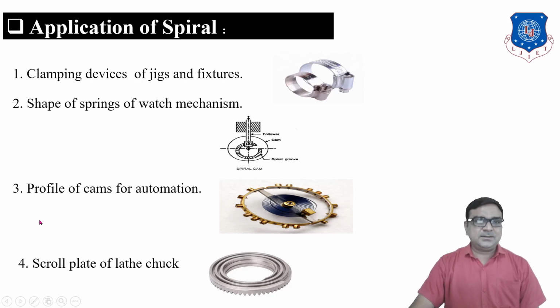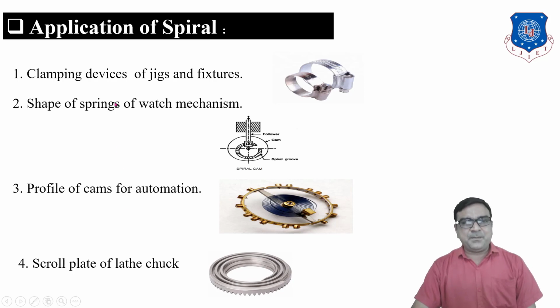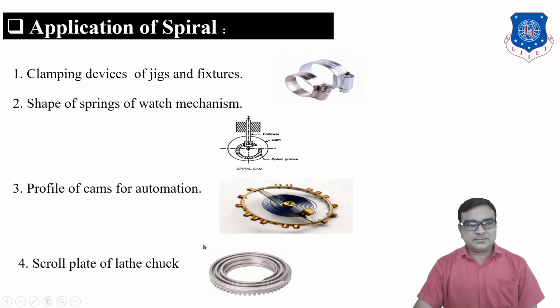Now at the end you must know the applications of the spiral curve. Here some applications are mentioned. One is the clamping device of jig and fixture. When we tighten the screw, you can see the change of the spiral here. Others are the shape of the spring of a watch mechanism, profile cams for automation, and scroll plates which are used in lathe chucks.